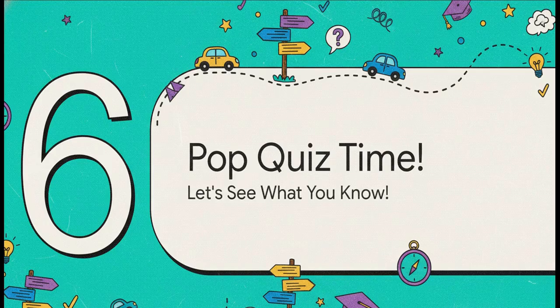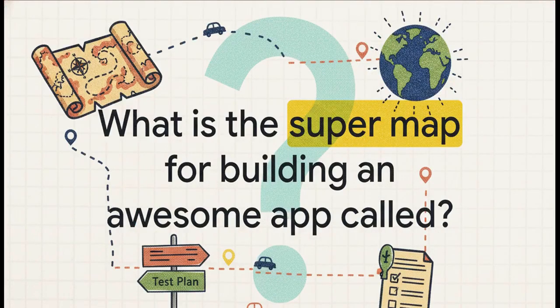Okay, adventurers, you have been paying such great attention. I think it's time for a pop quiz. Let's see what you remember from our trip so far. First question, are you ready? What is that super duper important map for building an amazing app called? Think about it. Did you say a test plan? You got it! Woohoo! That's awesome!